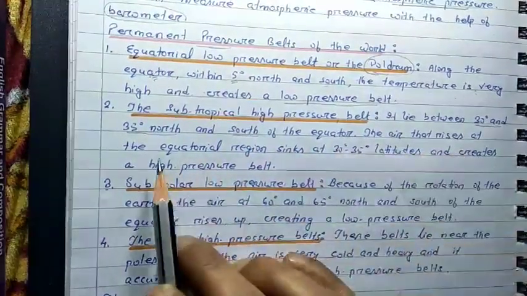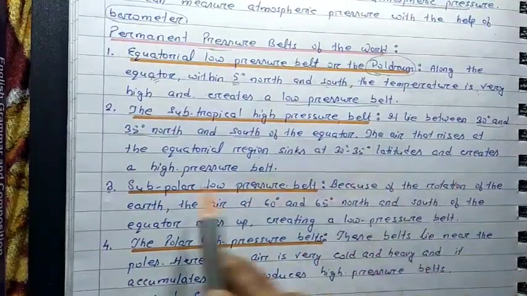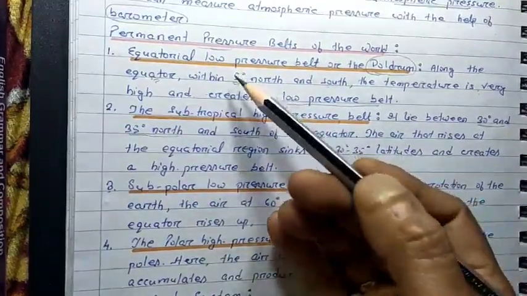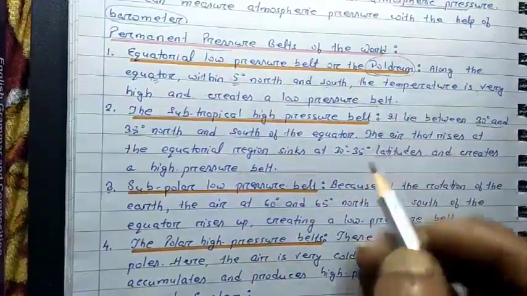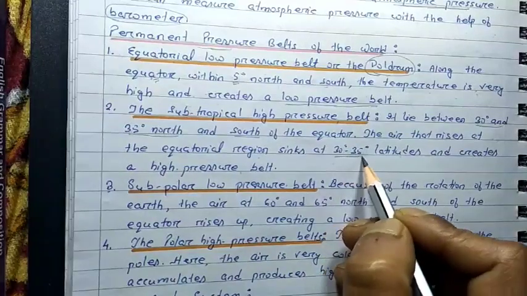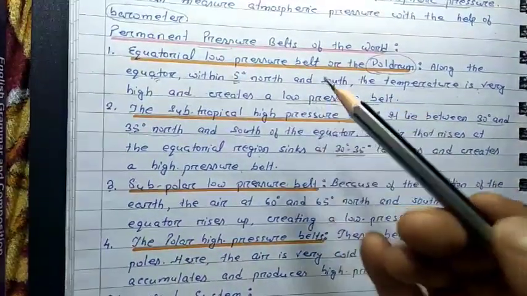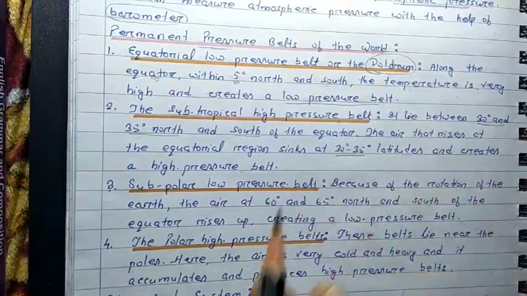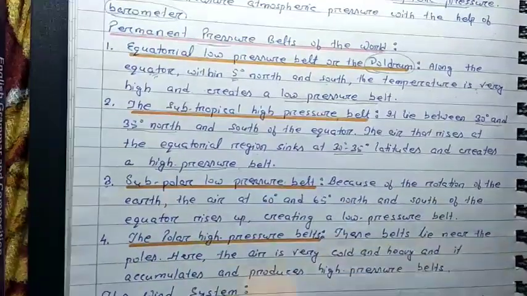The air that rises at the equatorial region sinks at 30 degree to 35 degree latitudes and creates a high pressure belt. As we already saw, in the equatorial low pressure belt the air rises up, and at 30 degree and 35 degree northern as well as southern latitudes, this air which rises up cools down and comes down, and as a result it creates one high pressure belt.